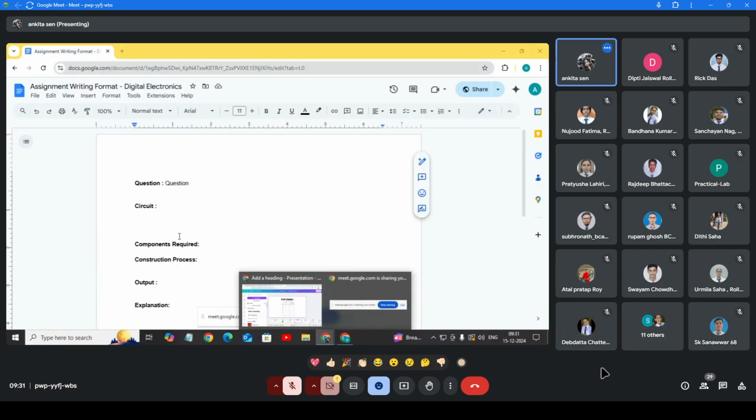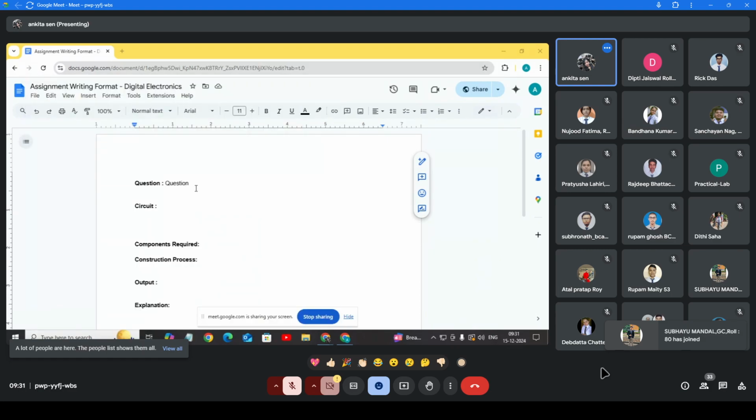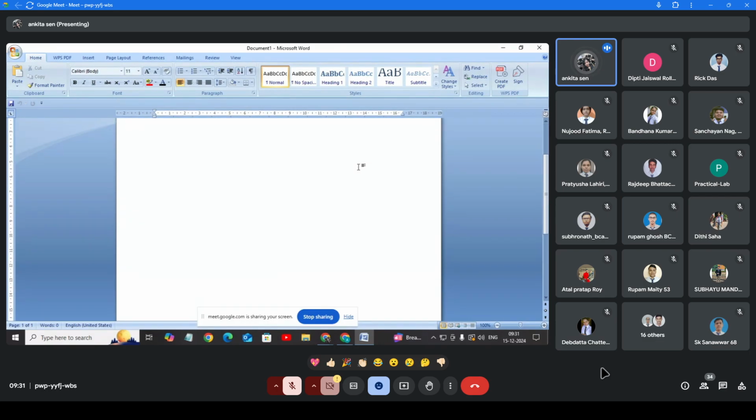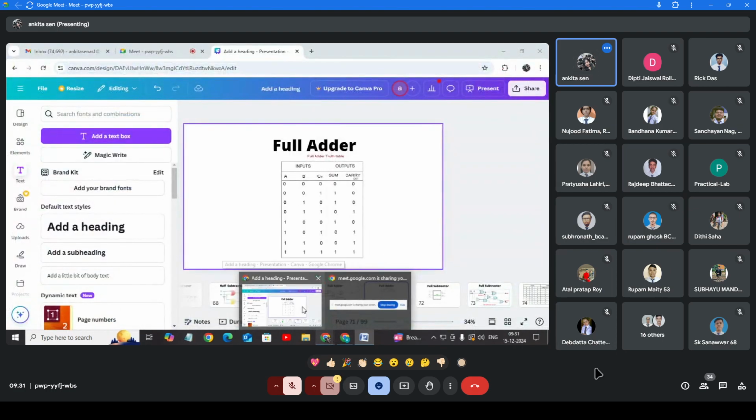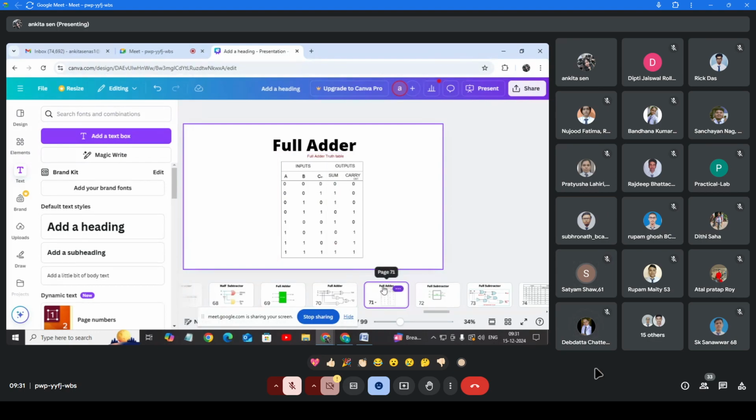Another thing. Suppose you have started writing one experiment in this page. You are continuing your writing, and suppose you have ended your experiment in this section. Okay. Don't start the next experiment from the same page. Always start the new experiment from a new page. Don't start any experiment in the same page. Got my point? Yes, ma'am. Everyone clear with this? Yes, ma'am.